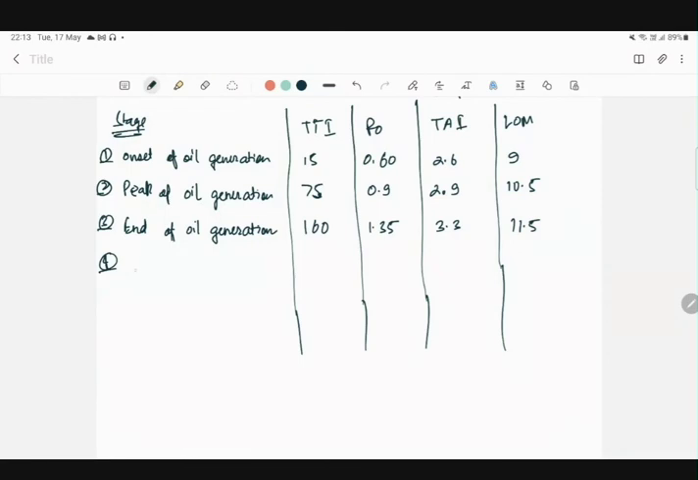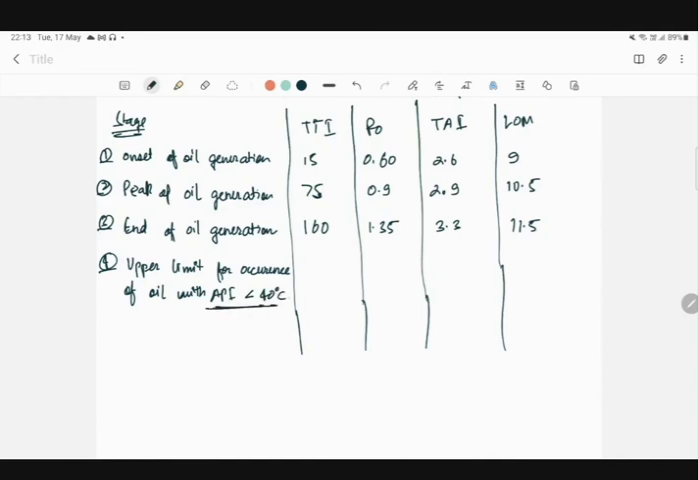Fourth is the upper limit for occurrence of oil with API less than 40 degrees.